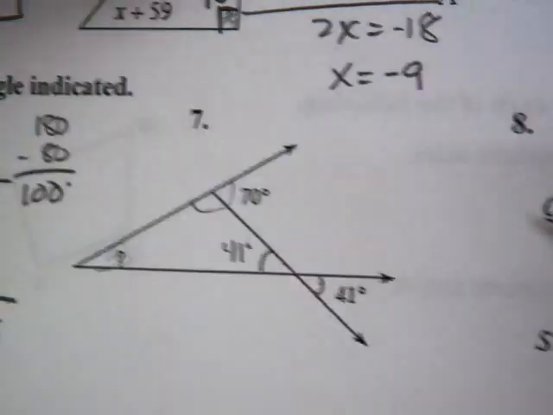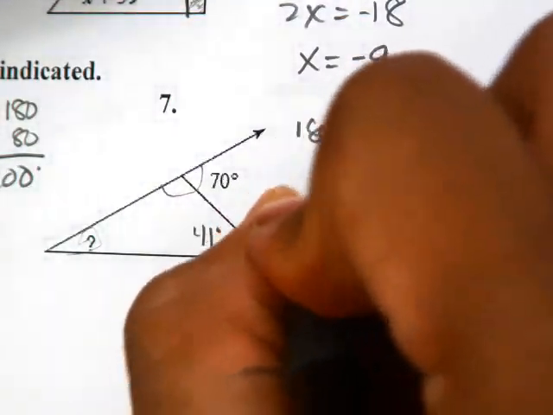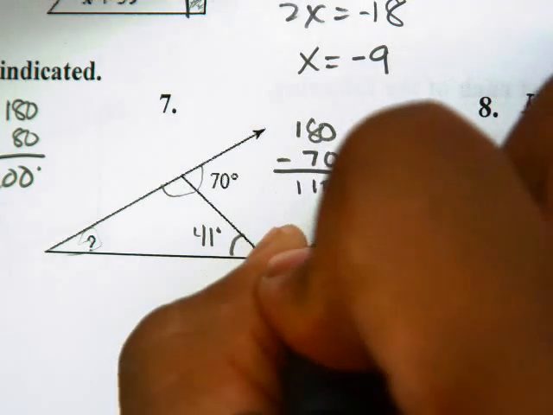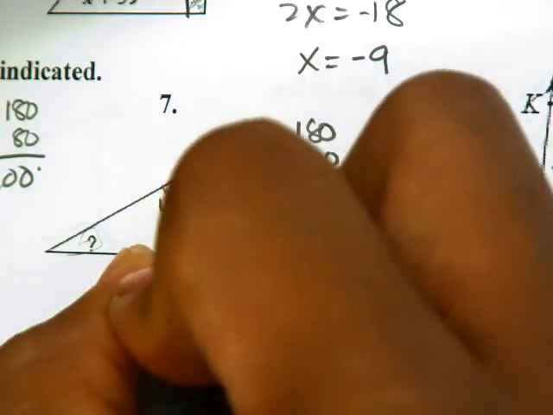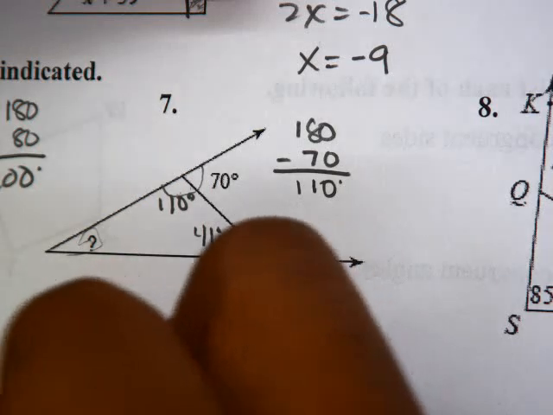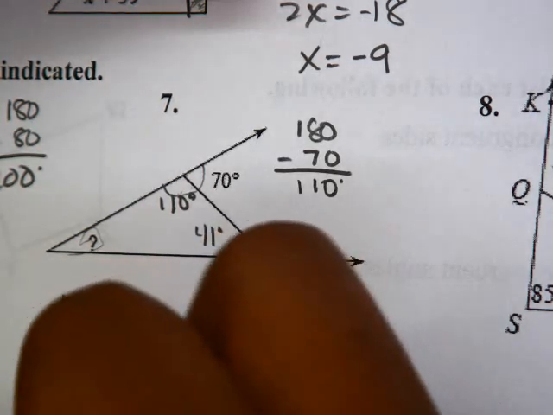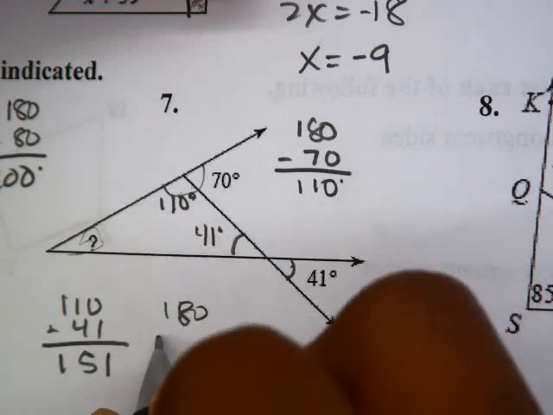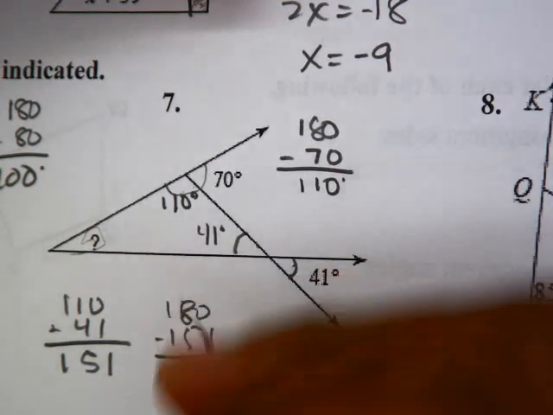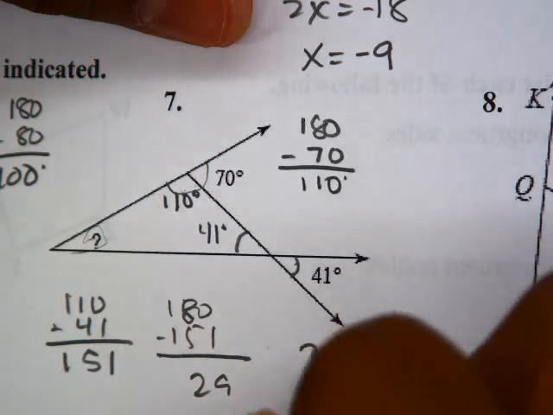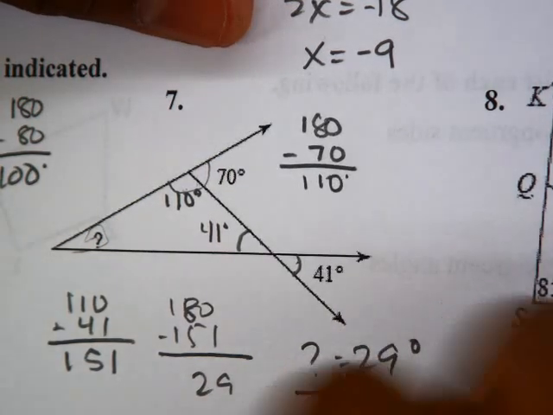And linear pairs are supplementary, meaning they add up to 180. So if I take 180 and subtract 70 from it, I get 110. That's that angle in here. If I take 110, add the 41, and subtract that amount from 180, I'll get that my question mark is 29 degrees, that missing angle.